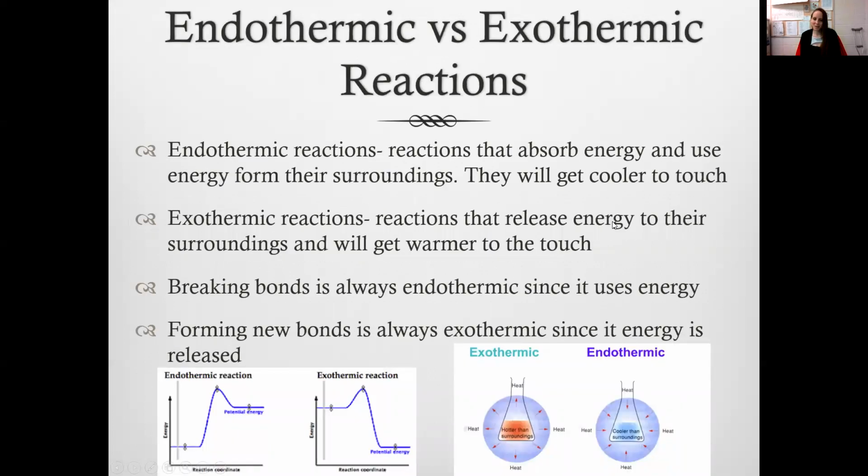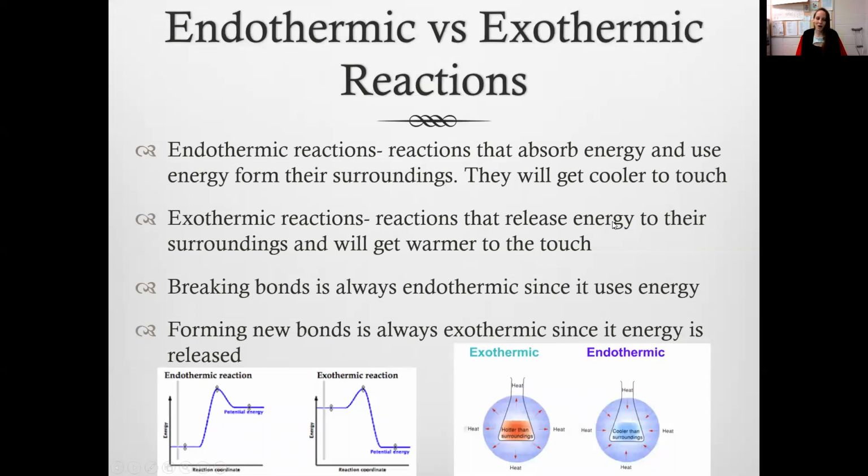Endothermic reactions and exothermic reactions are definitely things you've heard of before. Endothermic reactions are reactions that absorb energy. They require energy for the reaction to take place, and they feel really cool to the touch because they're literally sucking the heat out of your hand. Exothermic reactions, on the other hand, release energy to their surroundings, and because they're releasing energy, we feel that as heat coming off of the beaker or whatever.